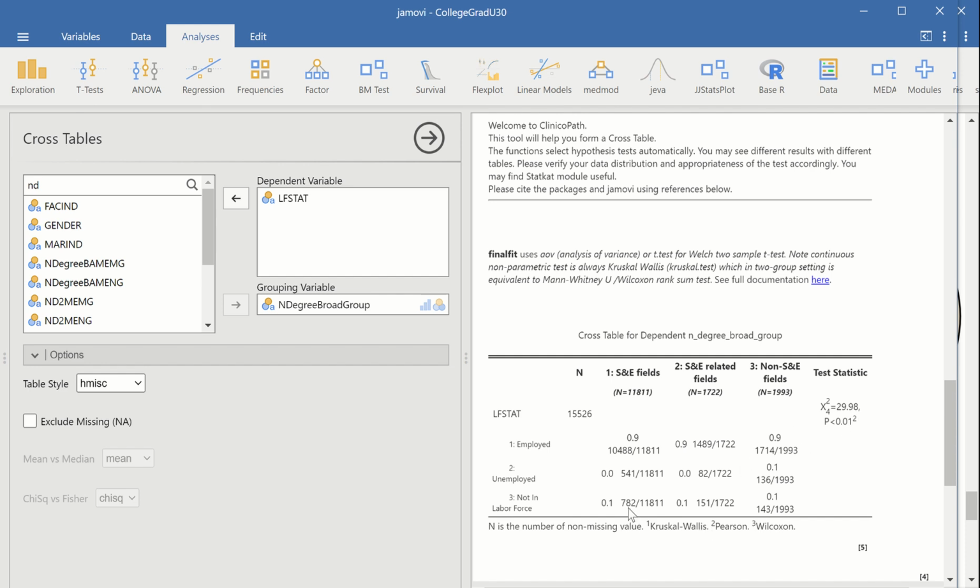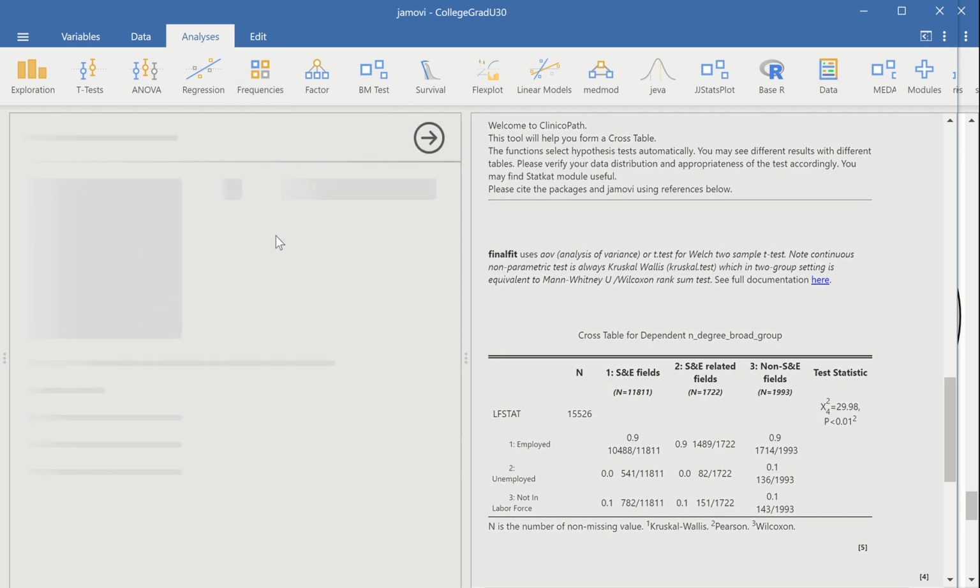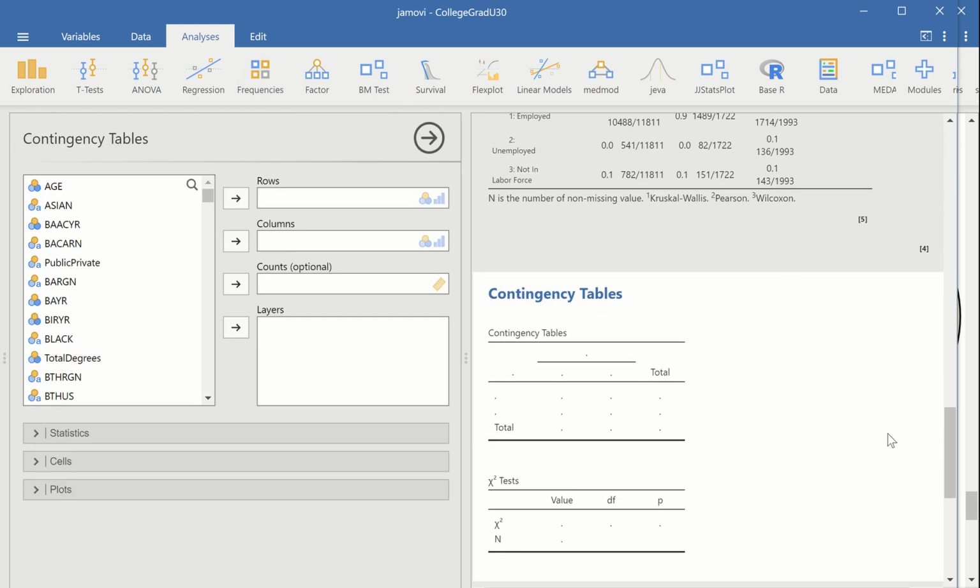And while it's telling us there's a significant difference, it just means these aren't equitably distributed. So wanting to look at that LF stat by a broader group, we can go over to frequencies and do an independent sample. And we could, again, see what this gives us.